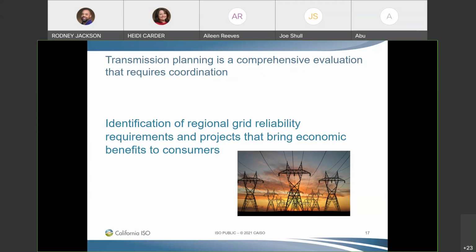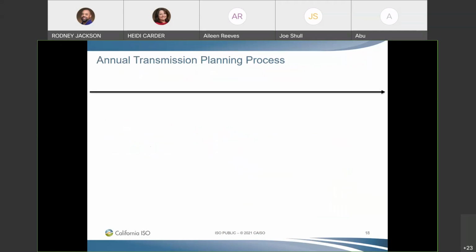Now, the ISO works closely with the CPUC and the CEC throughout the transmission planning process to identify and study reliability, policy-driven, and economically driven needs. So what does that look like? So the annual transmission planning process.